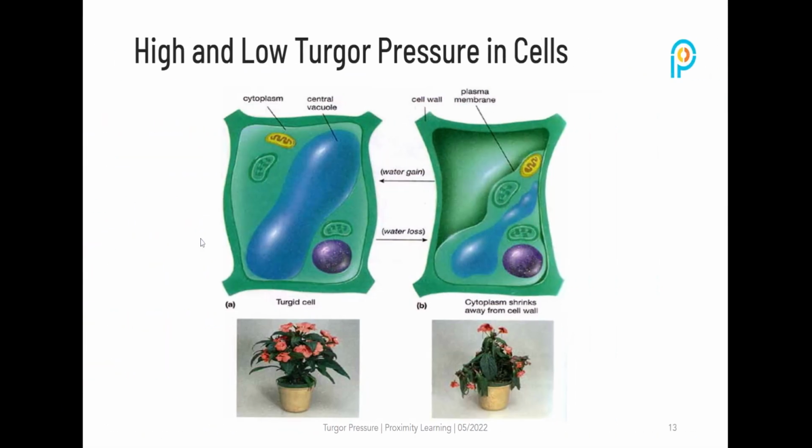All right, so high and low turgor pressure in cells. You can see what's going on at the cellular level and how the plant appears in high and low. Low just simply looks wilted. You just have to plump it back up.